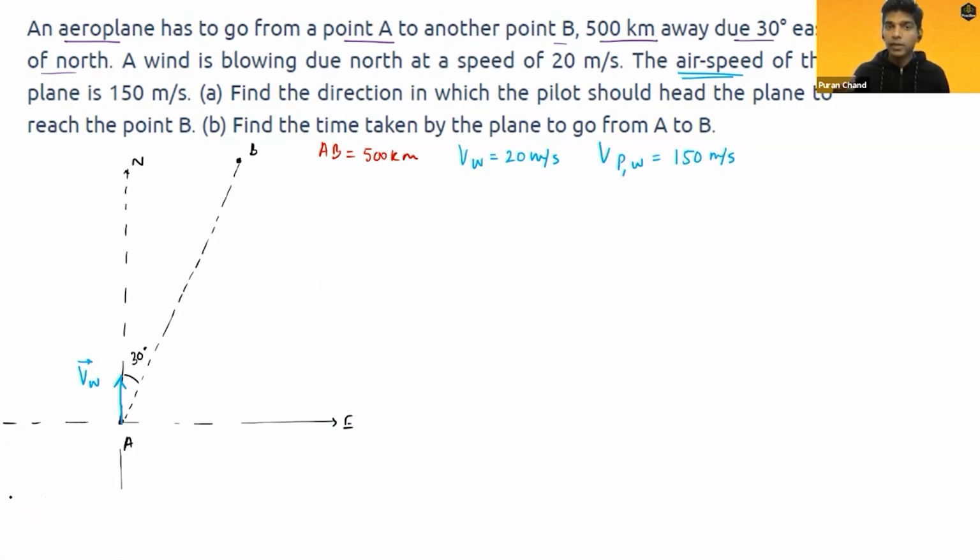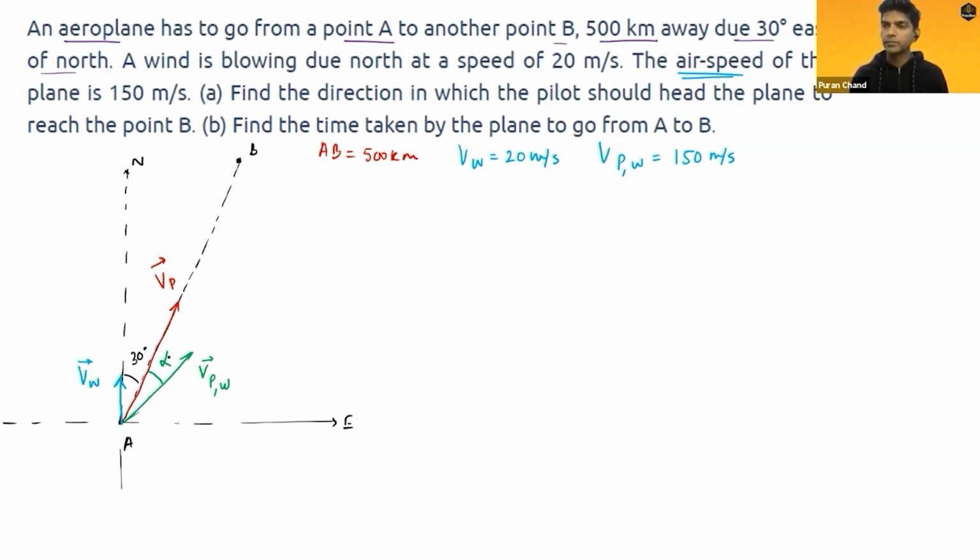The plane is moving along AB, so the resultant has to be along this, and that should be the velocity of plane. So the velocity of plane with respect to wind will be on the other side, somewhere here. Is this clear? Let us say this angle is alpha. We know VW, and we know VPW.